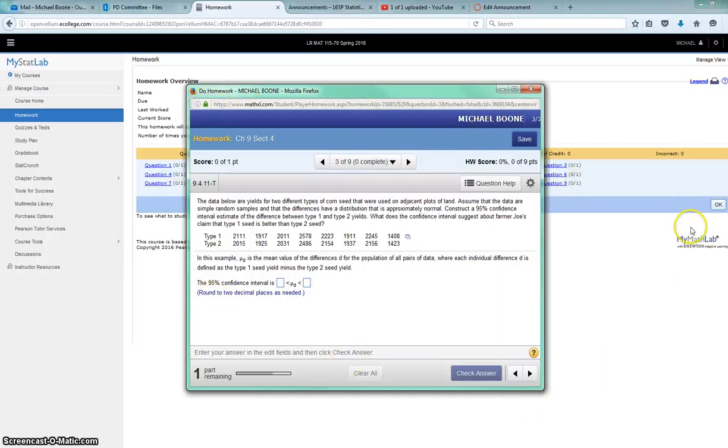All right, in section 4, you should have read that these are looking at dependent samples. Here's problem number 3 that's talking about corn. The data below are yields for two different types of corn seed that were used on adjacent plots of land. So the land that they're planting the corn in is roughly the same. They're right next to each other.